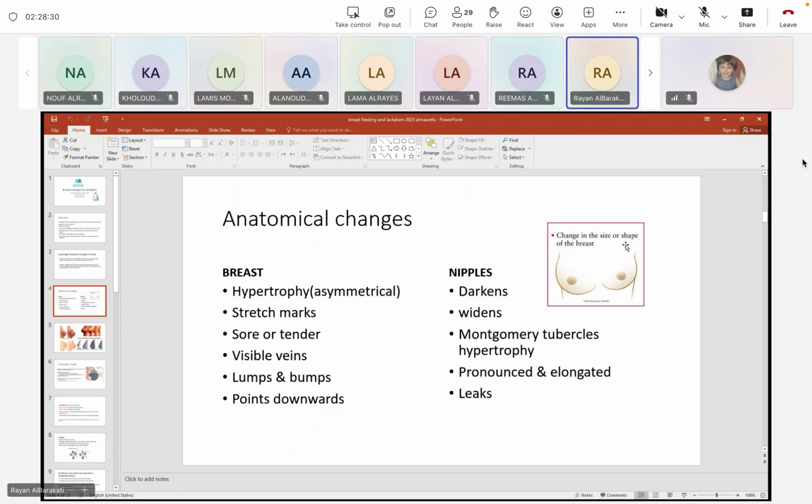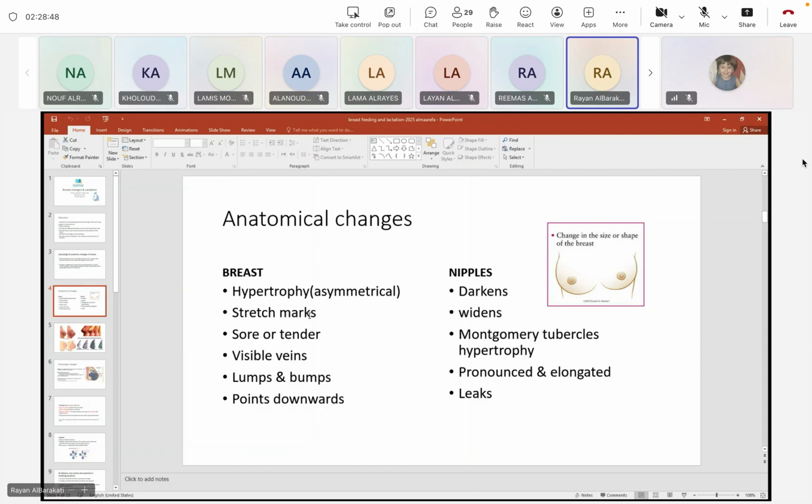So you might have a complaint from the patient, or she might be panicking. You need to inform them that this is normal. No breast is exactly like the other one. There is a slight difference, but it will be more augmented during pregnancy.